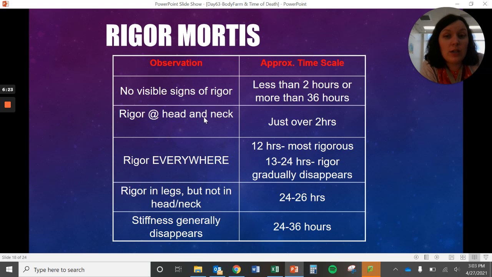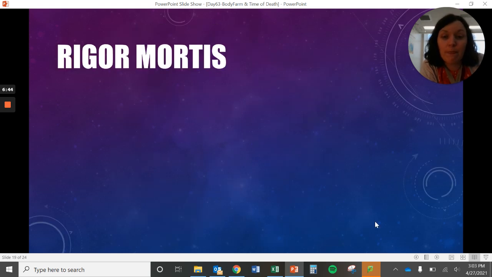Okay, after 2 hours, we have rigor just in the head and neck. If rigor is everywhere, it's probably around 12 hours. 13 to 24 is when rigor is disappearing. So if we have rigor in the legs but not head or neck, that means the individual probably died 24 to 26 hours ago, and then the stiffness will be gone around 24 to 36 hours.